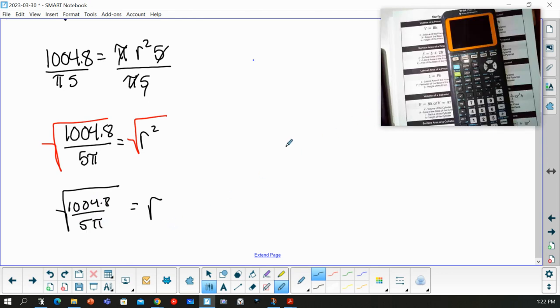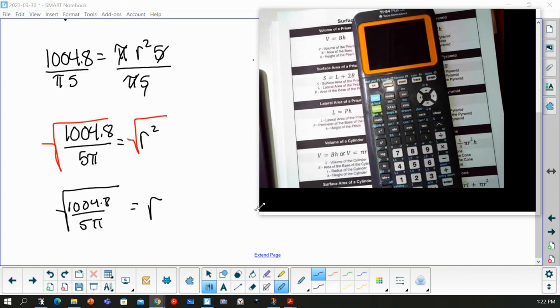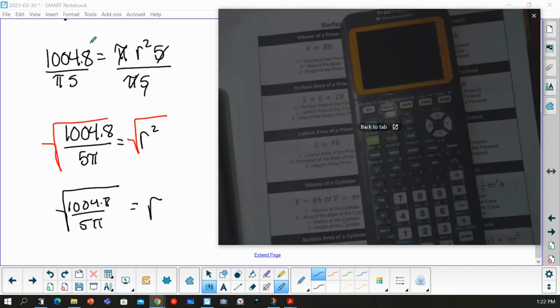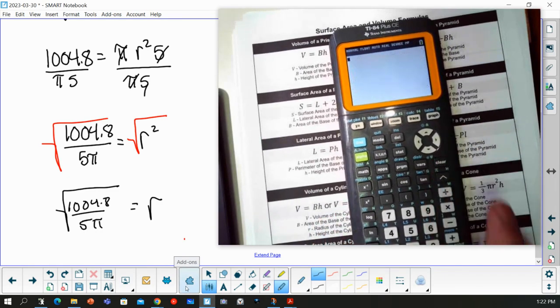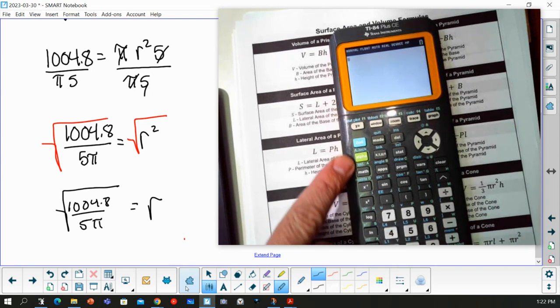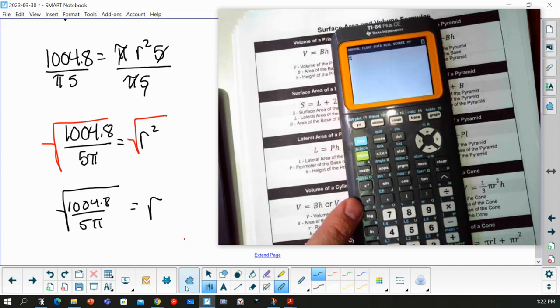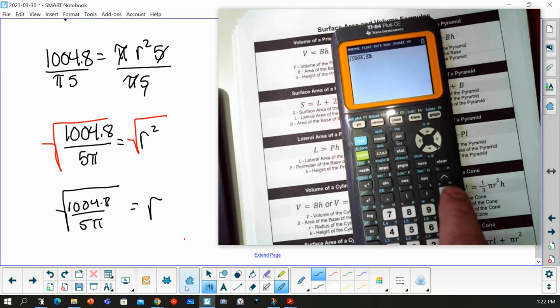Now my calculator, what you're going to see right here, I'm going to make this a little bit bigger. I don't normally do this, but I want you to be able to see what I'm doing here. Turn my calculator on, clear it out. So I need to do the square root. The square root key is the x squared key, but you have to hit the second, and then that. Now inside of this, I'm going to do 1004.8, divided by, and then in that denominator is 5 pi.